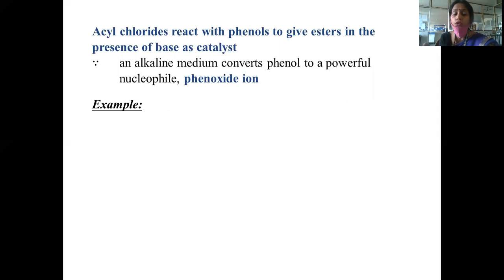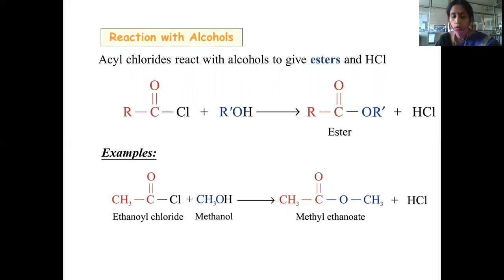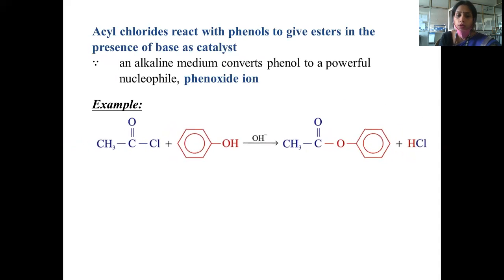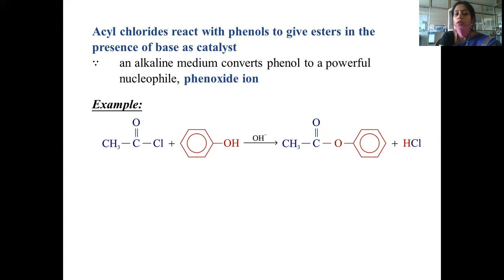Then they also react with phenols to give esters. Similar to the alcohol, phenol also reacts with acid chloride, but this reaction requires presence of a base as the catalyst. Why? Because phenol is more stable, so it is not very reactive. To convert it into a more reactive form, that is the phenoxide ion, we need a catalyst, which is the base. It will convert the phenol to phenoxide ion, which will then react with the acid chloride to give the respective ester.